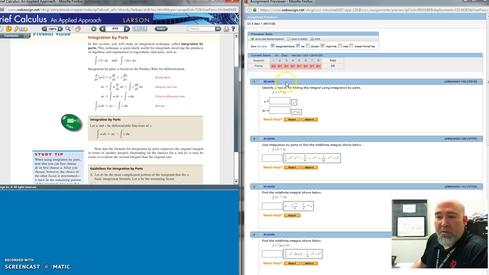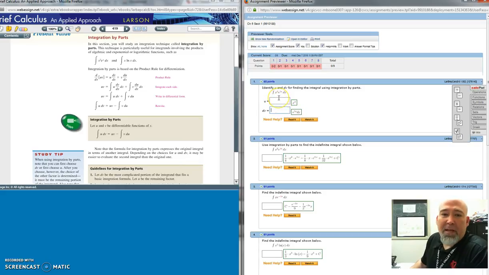So the first question on the homework is saying identify which one is your u and which one's your dv. Typically if you have something that's exponential, the derivative of an exponential is another exponential. So that's typically not going to be our dv, and so we would just say the x cubed is our u, and then the e to the 5x dx is our dv. So it's the derivative of something else.